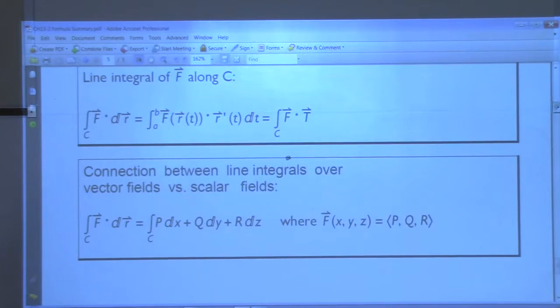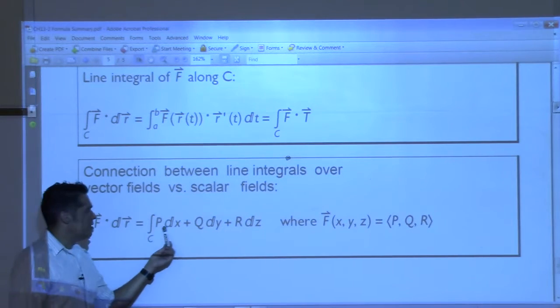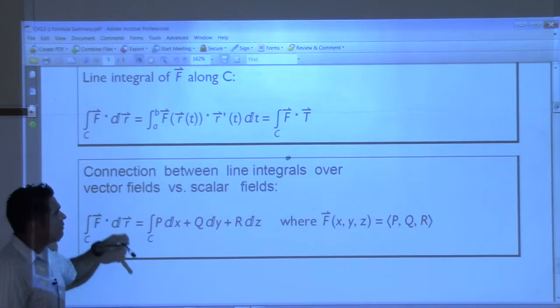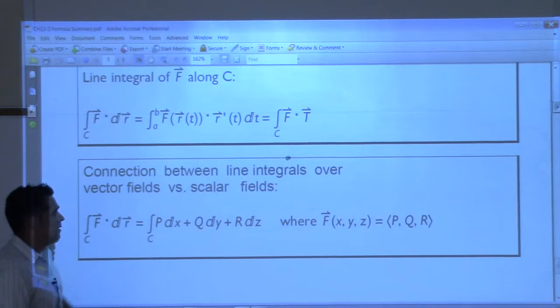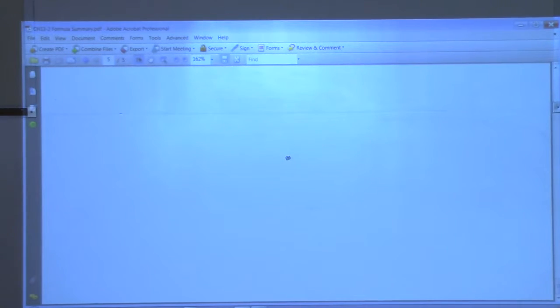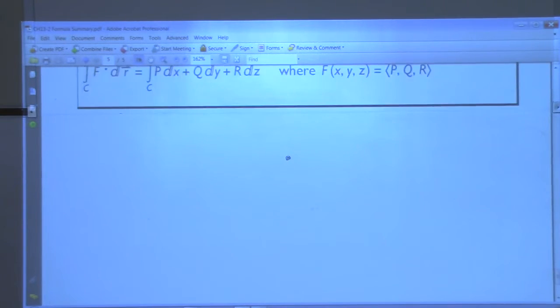And then we said that this was really important. We said that this right here can also be looked at using this formula. So there's a way to make it go from vector stuff to scalar stuff. And yeah, that's it. Those were just the formulas for 13.2.